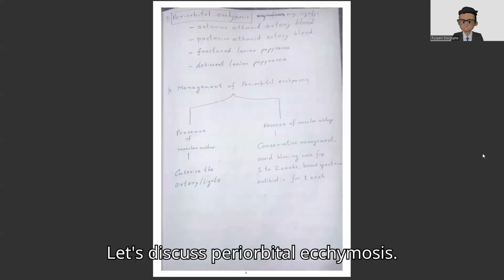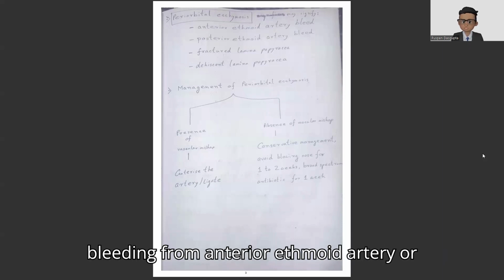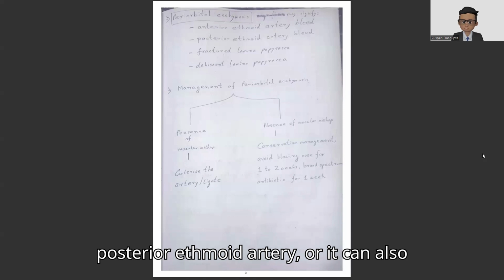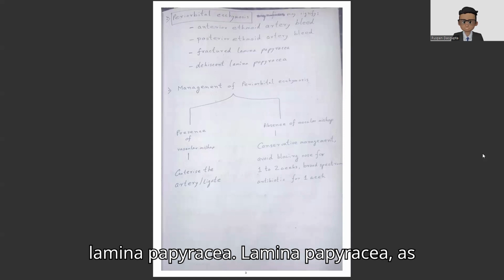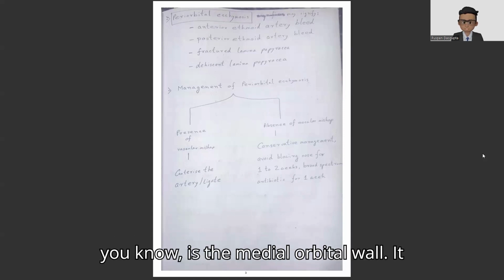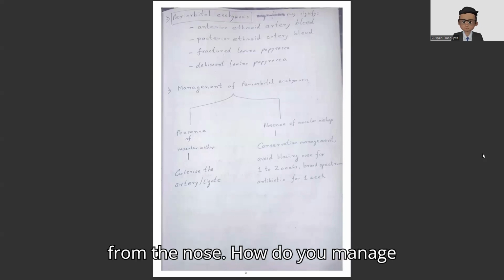Let's discuss periorbital ecchymosis. Periorbital ecchymosis may signify bleeding from anterior ethmoid artery or posterior ethmoid artery, or it can also be due to fracture or dehiscence in the lamina papyracea. Lamina papyracea, as you know, is the medial orbital wall. It is a thin bony plate separating the eye from the nose.